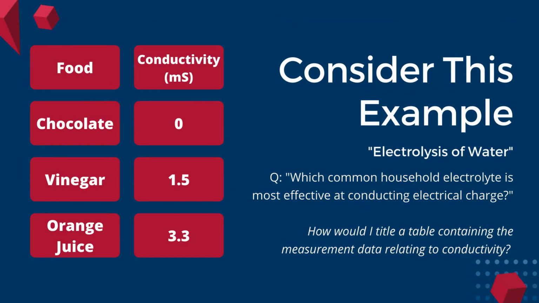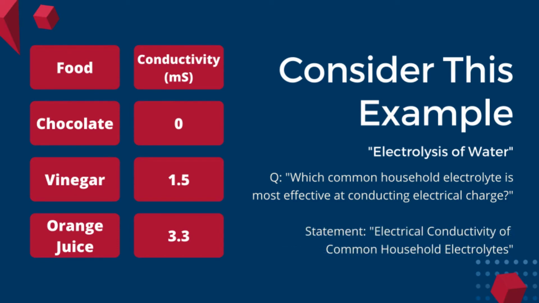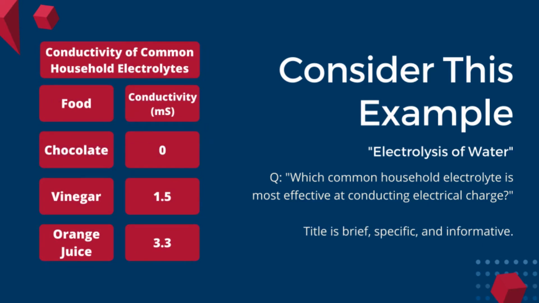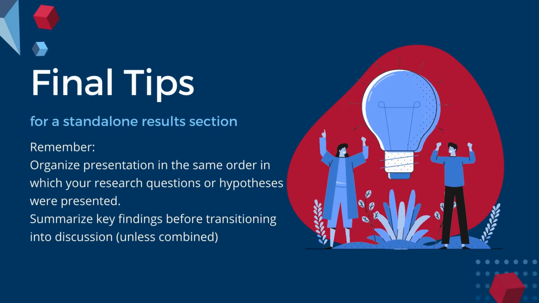For example, let's say you are doing an experiment on electrolysis of water, and one of your research questions is which common household electrolyte is most effective at conducting electrical charge. One table heading you may consider is Electrical Conductivity of Common Household Electrolytes. That table title is brief, specific, and informative. Organize the presentation of your data in the same order in which your research questions or hypotheses were presented.